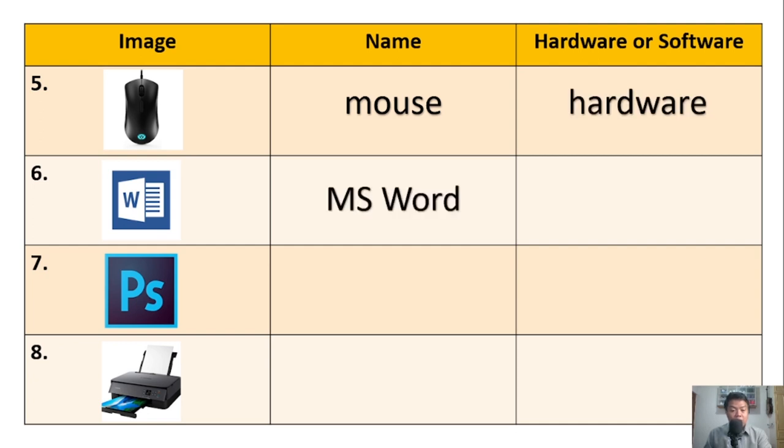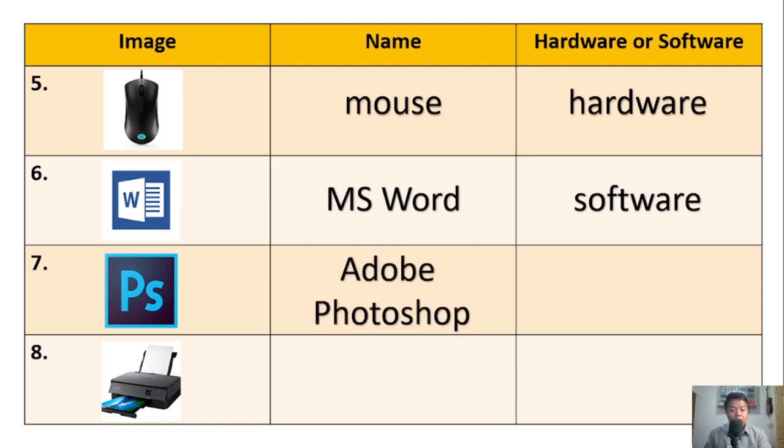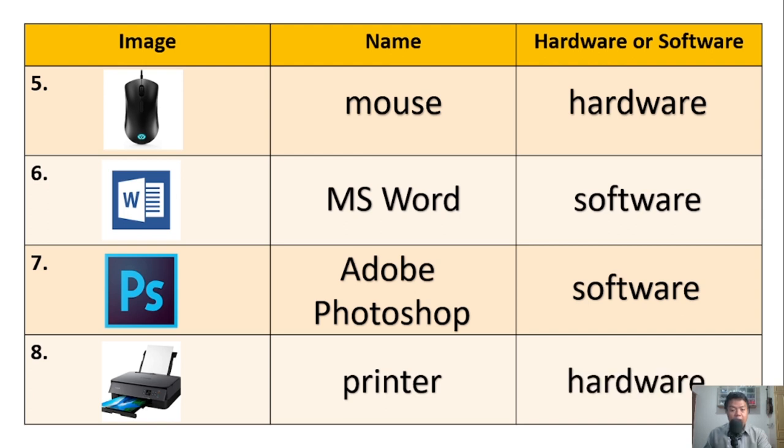Number 6 is MS Word. It is software. Number 7, Adobe Photoshop. It is software. And number 8, the name is printer. And it is hardware.